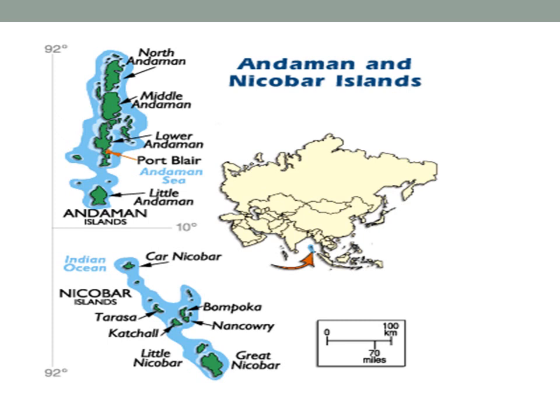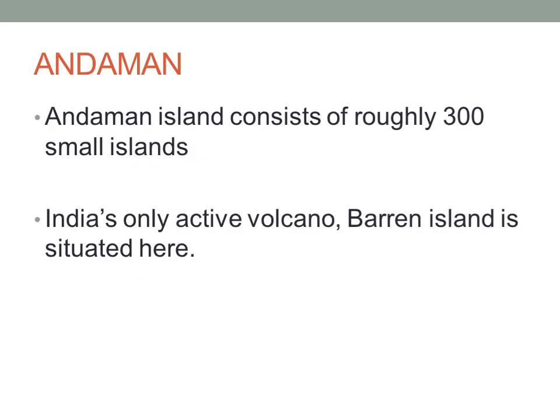The map has been shown for your reference. Andaman Island consists roughly of 300 small islands. India's only active volcano, Barren Island, is situated here.